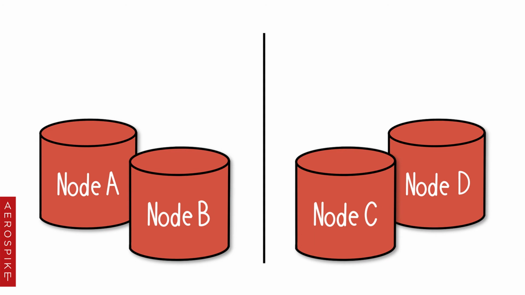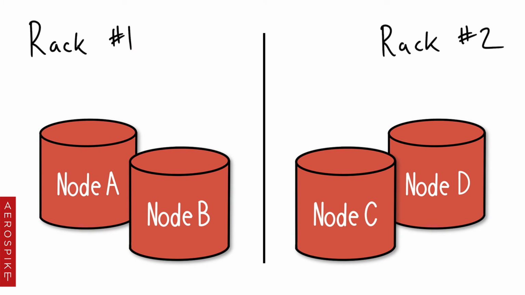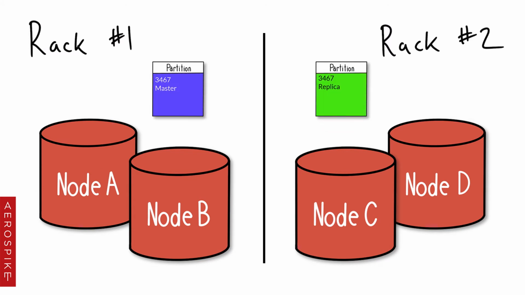Rack awareness can impact distribution of replica partitions by forcing non-master partition replicas to be stored on different hardware failure groups. This ensures that all replicas, including the master, exist on separate racks.